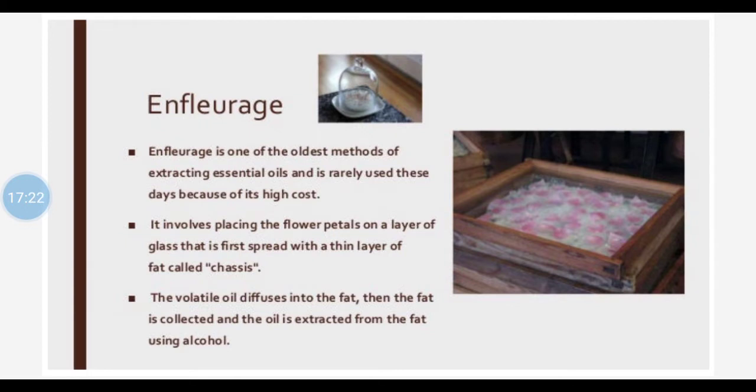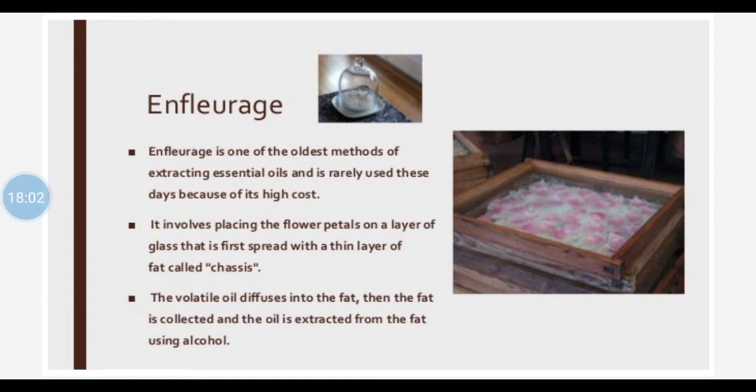So in this slide you can see, this is the oldest method which is used for extracting essential oils. It involves placing the flower petals on a layer of glass that is first spread with a thin layer of fat called chassis, isn't it? So inert fat is to be used, and on that fat layer the flower petals are all deposited.